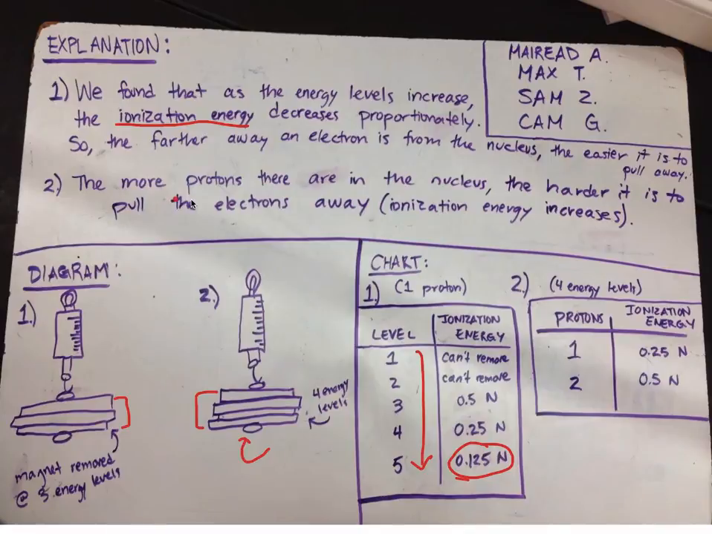Likewise, they said if there were more protons in the nucleus, or they added that stronger magnet, it was harder to pull it away, or it had a larger ionization energy. And you can really see that here. 1 proton, 0.25 newtons, but 2 protons, there's 0.5.